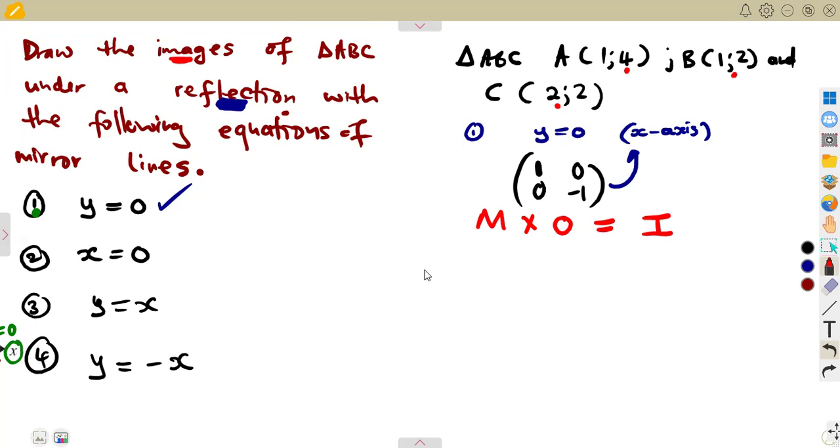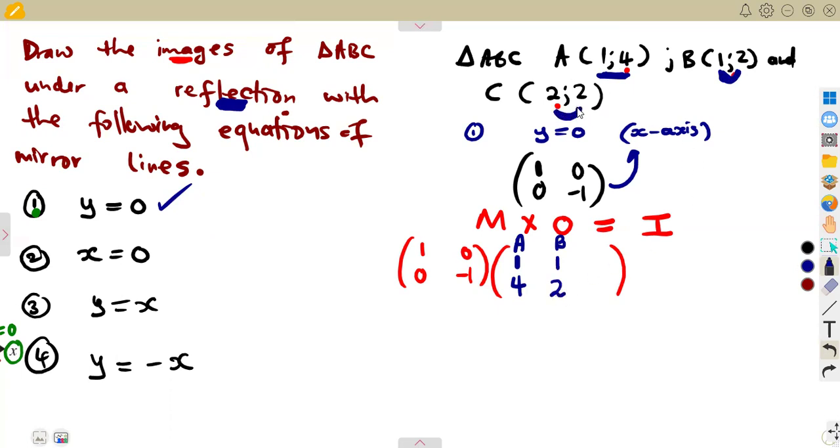So you're going to take your matrix for a reflection along the line y is equal to 0 about the x-axis, which is 1, 0, 0 minus 1. That's your matrix. Times the object. What am I trying to say on the object? You are taking the coordinates that you are given, write them in matrix form. So this is the point A. What are the coordinates for point A? 1, 4 in matrix form. Point B, what is the coordinate B? 1, 2. We write it in matrix form, 1, 2.